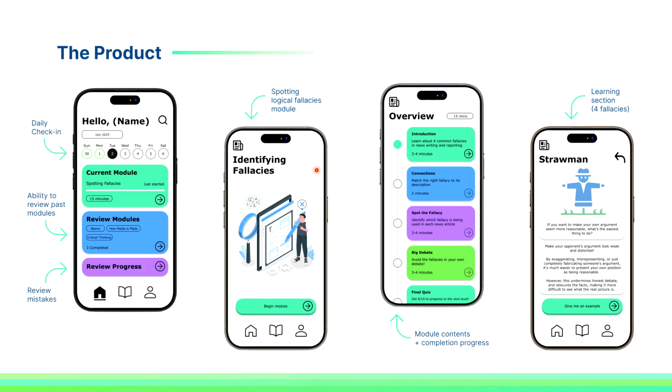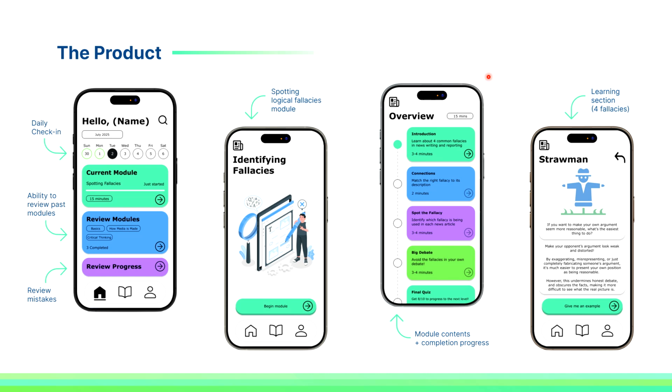On the second screen here, we have an example module made for identifying logical fallacies, which is spotting arguments often used in debating or reporting news that uses illogical tactics or beliefs. This skill perfectly demonstrates the importance of improving critical thinking in relation to evaluating and analysing news reporting.